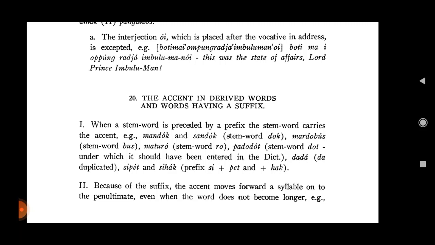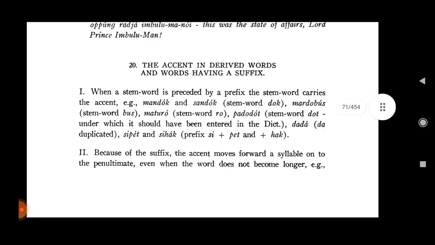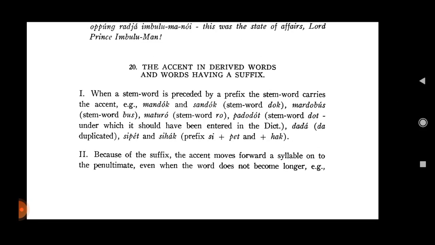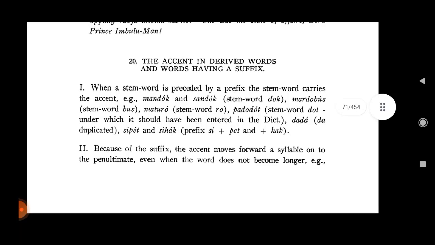20. The accent in derived words and words having a suffix. When a stem word is preceded by a prefix, the stem word carries the accent, e.g. mandok and sandok, stem word dog, magdobus stem word bus, magdogo stem word word, padodot stem word dot, under which it should have been entered in the dictionary. Dada duplicated sipet and sihak, prefix sipet and hak.